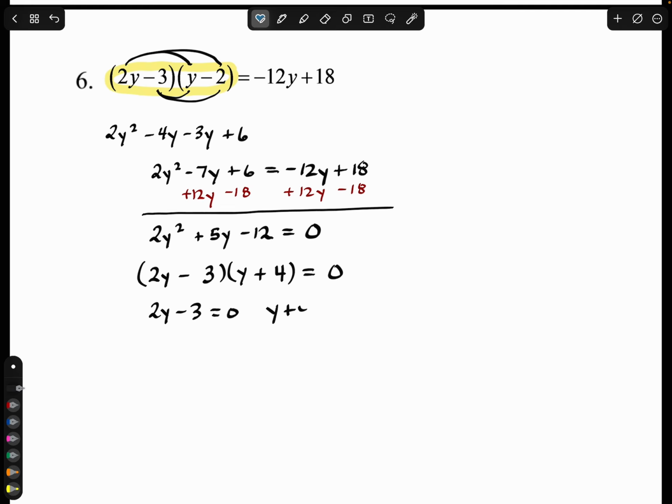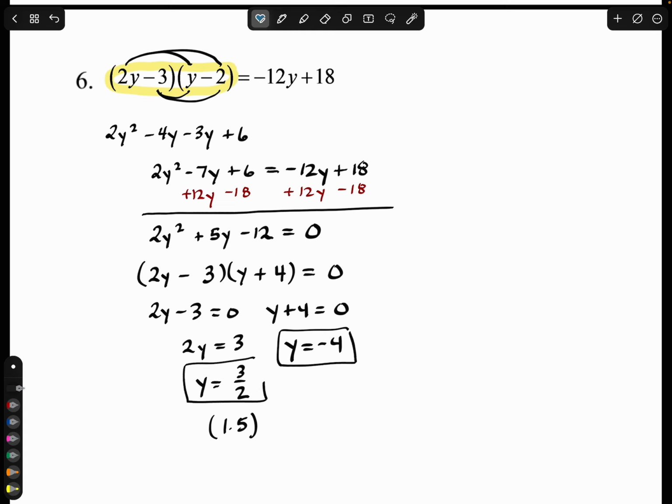Use your zero product property. And you're going to get y is equal to 3 halves, or that's the same thing as 1.5 if you want. And we also get y is equal to negative 4. For time's sake, I'm going to tell you that they both work. I've plugged them back in to make sure of that already, but if you need to do it, you can go ahead and do that.